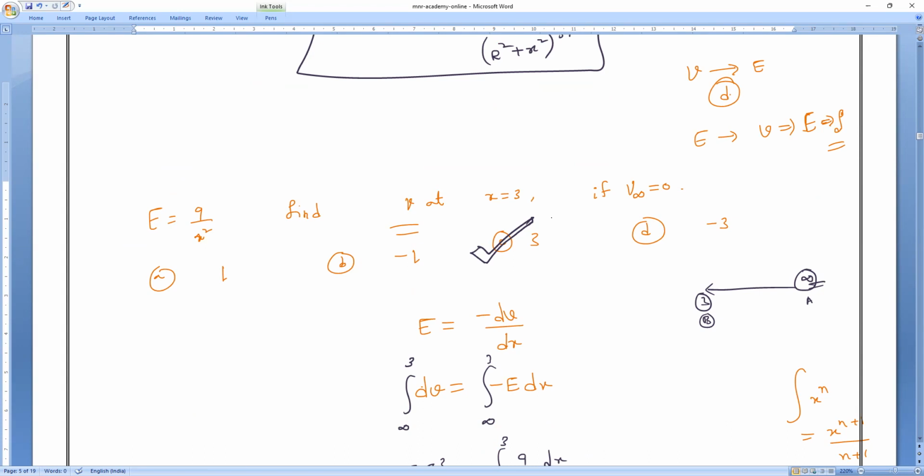All of you? Integration. Okay. So E to V, always you have to apply integration. V to E, you have to apply differentiation. So please remember that. Any doubt, you can ask.